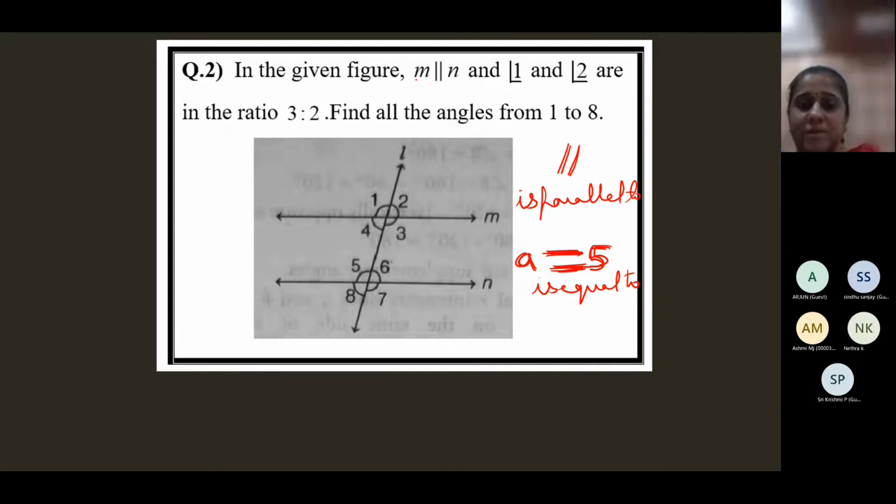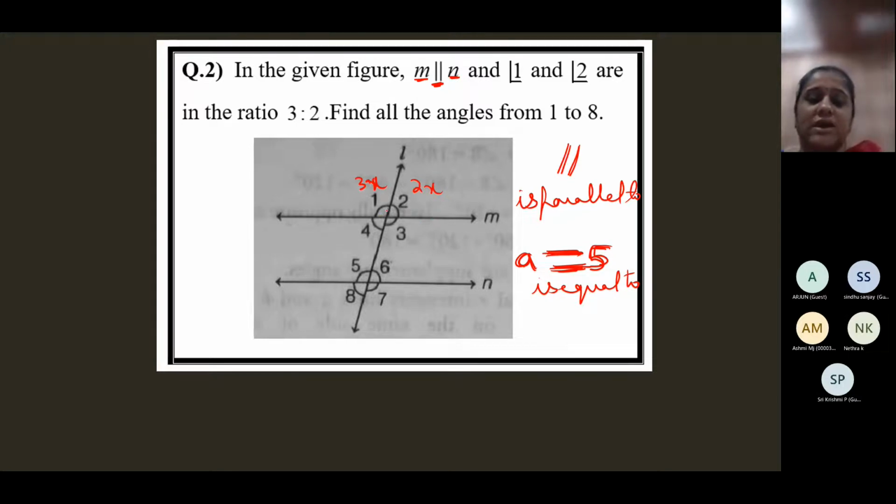So how do you read this? M is parallel to N. Okay, so the two lines M and N are parallel. Angle 1 and 2 are in the ratio 3:2. So if angle 1 is 3x, this is 2x. Find all the angles from 1 to 8.